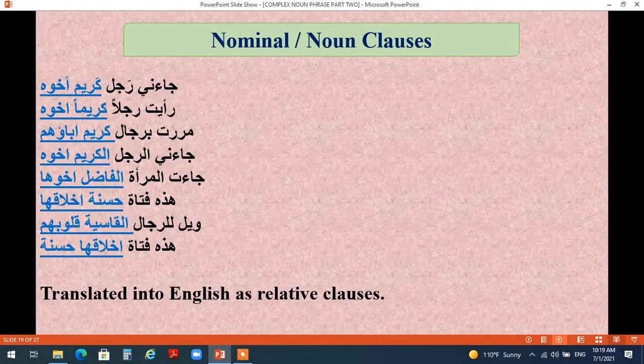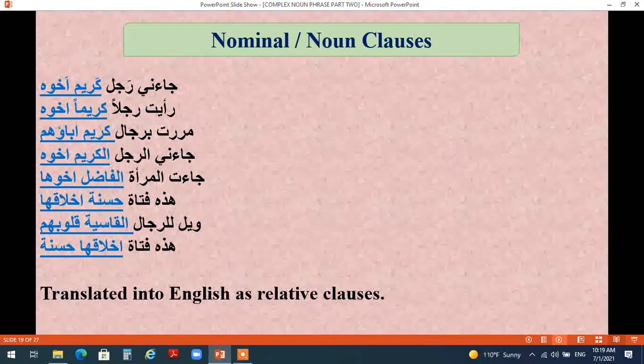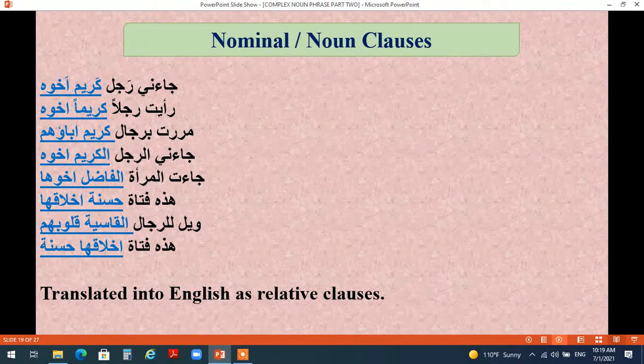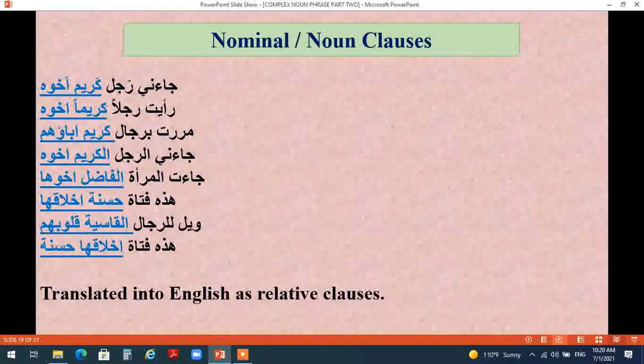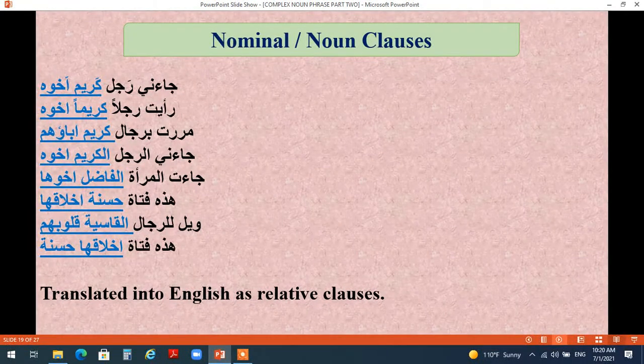الحالة الأخرى اللي ممكن من خلالها أكون post modification in Arabic is by using nominal or noun clauses. For example جاءني رجل كريم أخوه. نلاحظ أنه كريم أخوه this is a noun clause or a nominal clause which is used to post modify the noun رجل. إذا هنا أنا ما استخدمت صفة لوحدها، لا استخدمت clause كامل حتى أصف الاسم.